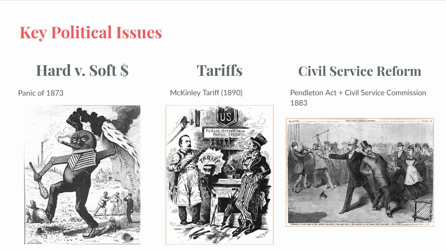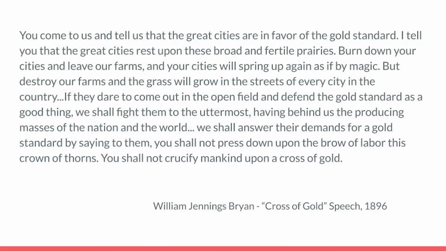And so when it comes to politics in the Gilded Age, Republicans tend to favor hard money, and Democrats and populists like William Jennings Bryan tend to like soft money or the free coinage of silver. This is why when we talked about this last semester, we saw William Jennings Bryan giving the Cross of Gold speech. Here he says, "You come to us and tell us that the great cities are in favor of the gold standard. I tell you that the great cities rest upon these broad and fertile prairies.